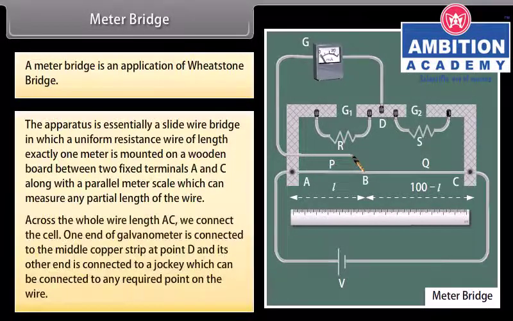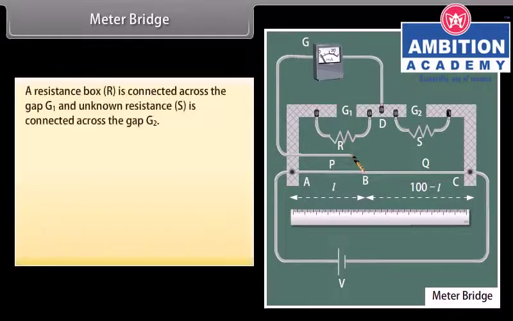Across the whole wire length AC, we connect the cell. One end of the galvanometer is connected to the middle copper strip at point D, and its other end is connected to a jockey, which can be connected to any required point on the wire. A resistance box is connected across the gap G1, and unknown resistance is connected across the gap G2.